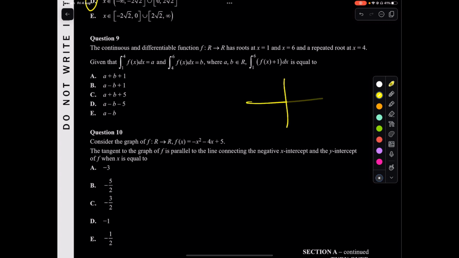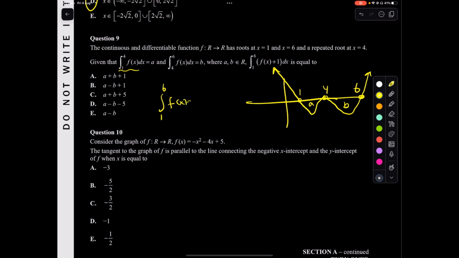So let me just sketch. It has roots at 1, 4 and 6, but it has a repeated root at 4. So if we go like this and it repeats, it's going to go like this, and it goes like that. Okay, so that's 1, 4, 6. We know that 1 to 4 is A, and 4 to 6 is B, and we want to find, just break this one apart.